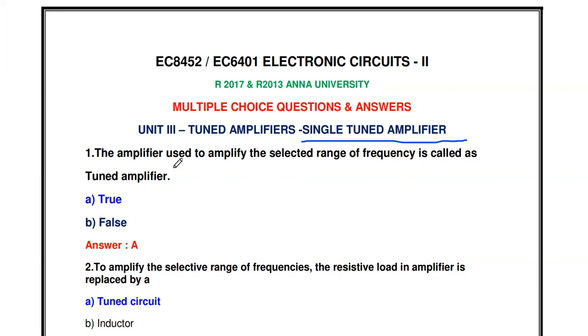The first question: the amplifier used to amplify the selected range of frequency is called a tuned amplifier. The statement is true or false? It's true. An ordinary amplifier amplifies a broad range of frequency, but in order to amplify a selected range of frequency or a particular frequency, we use the amplifier called a tuned amplifier.